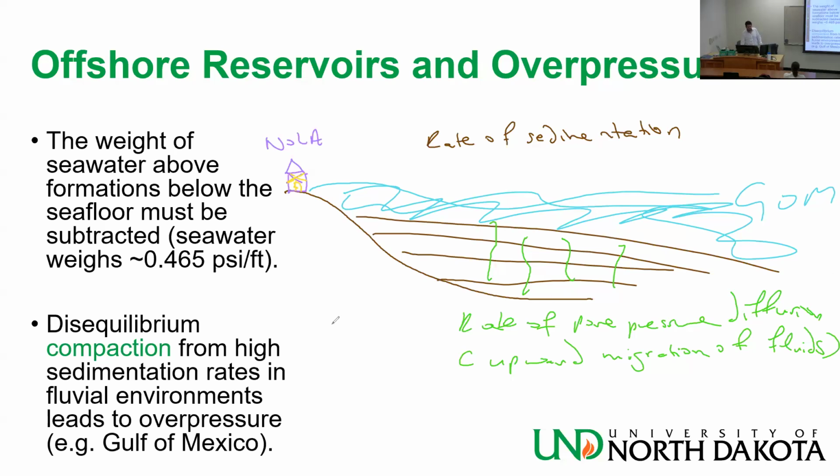Okay, the brown rate makes pore pressure increase. We are going to abbreviate it with PP. The green makes pore pressure decrease. But the decrease is much smaller than the increase. That's what equilibrium compaction is, and this is what I'm trying to say here. This equilibrium compaction from high sedimentation rates in fluvial environments leads to overpressure. That's what we are trying to say here.